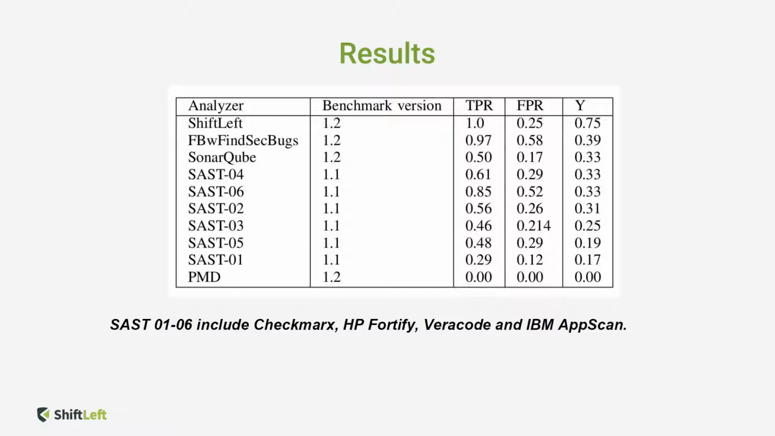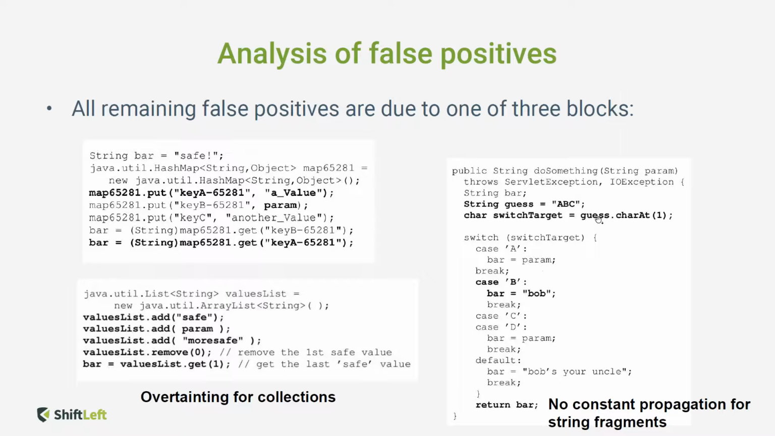So here's a little table showing how this compares to other tools. You can see some commercial static analyzers here. We don't really know which one is which, so this is anonymized, but we do know that these SAST tools listed here include the big players in the market, which is Checkmarx, HP Fortify, Veracode, and IBM AppScan. So we are at 0.75, and I think the best commercial one is 0.33.